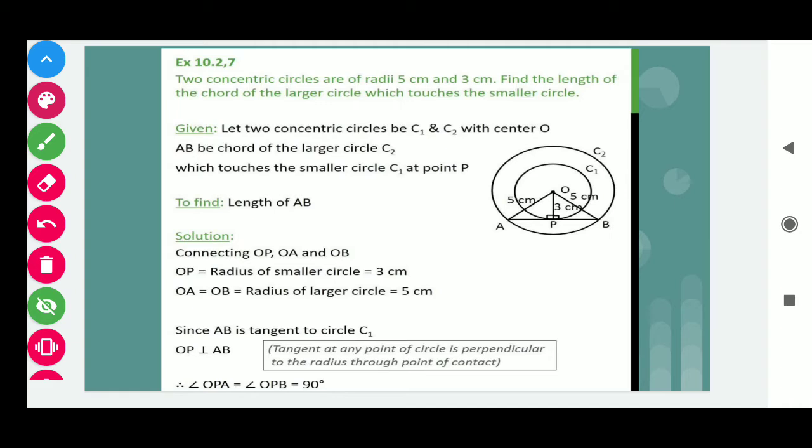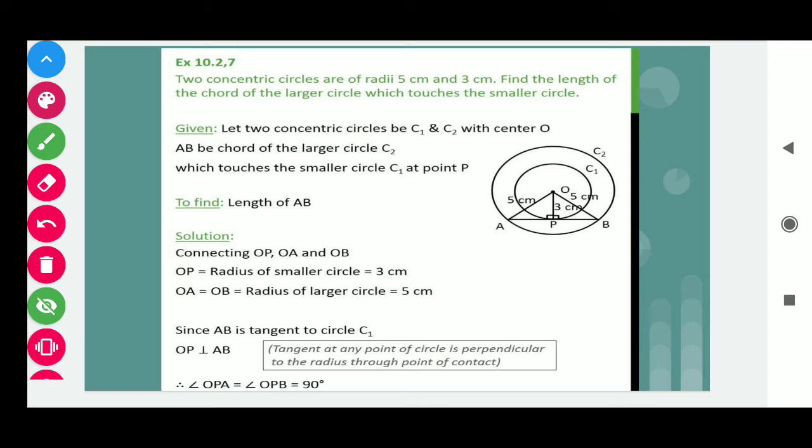Two concentric circles have radii 5 cm and 3 cm. Find the length of the chord of the larger circle which touches the smaller circle. Students, here we have circles that are concentric. Concentric means those circles which have the same center with different radii. So here you can see from the diagram, we have one circle of radius 5 and a second circle of radius 3. And we need to find the length of the chord of the larger circle.